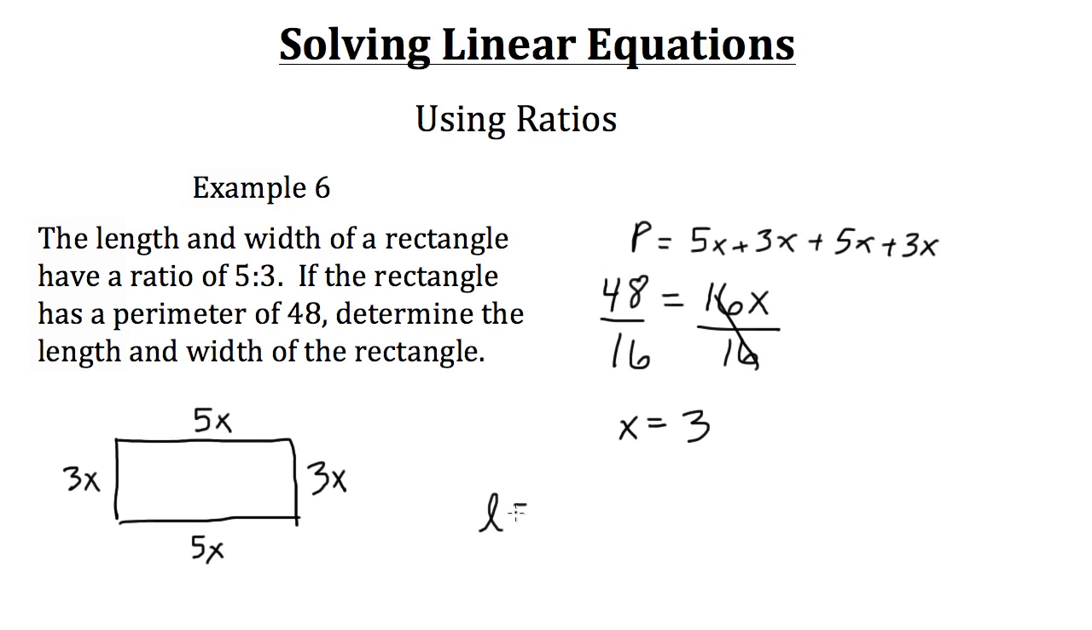So if x is 3, then that means our length is 5 times 3, or in other words, 15. And then our width is 3 times 3, or 9. So using ratios, we were able to find out what the length and width are to this rectangle based on the given perimeter that they gave us. That about wraps it up for using ratios.